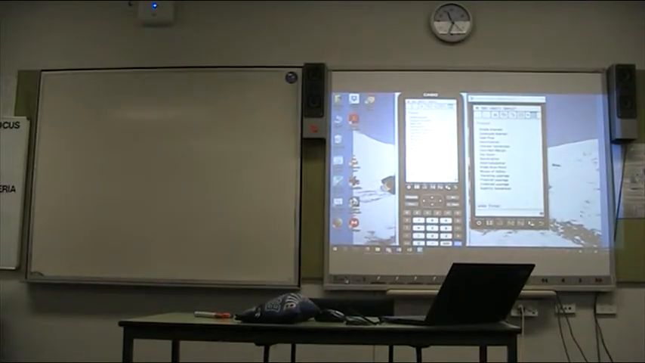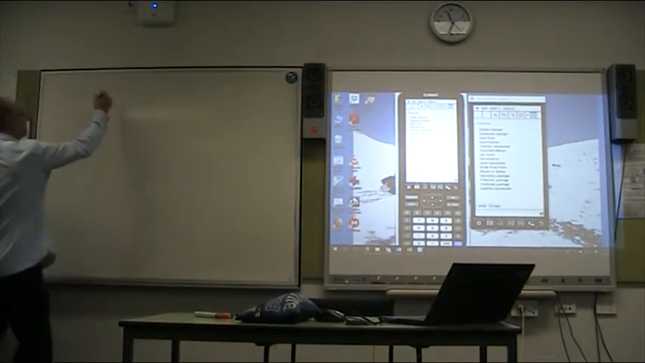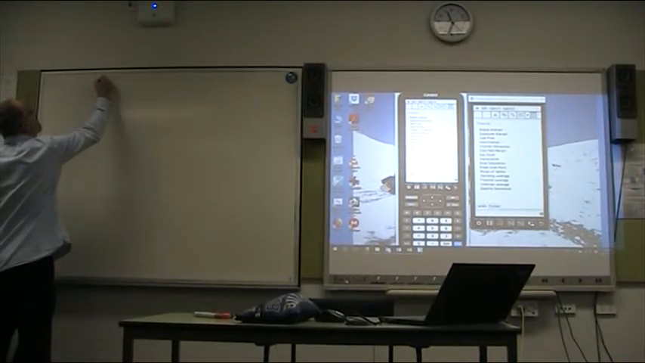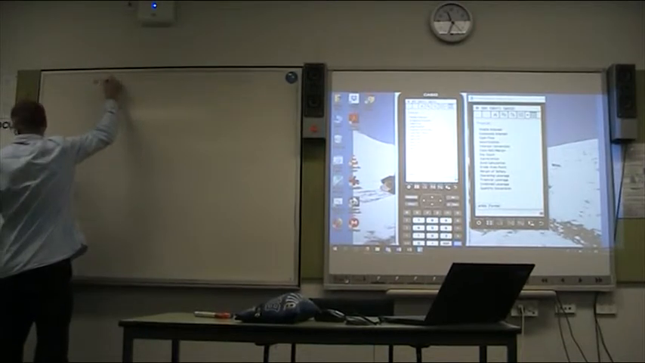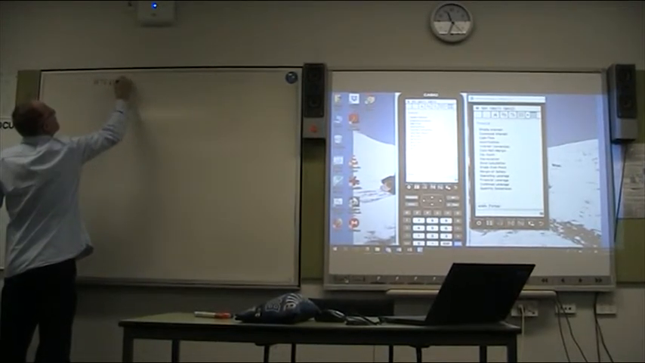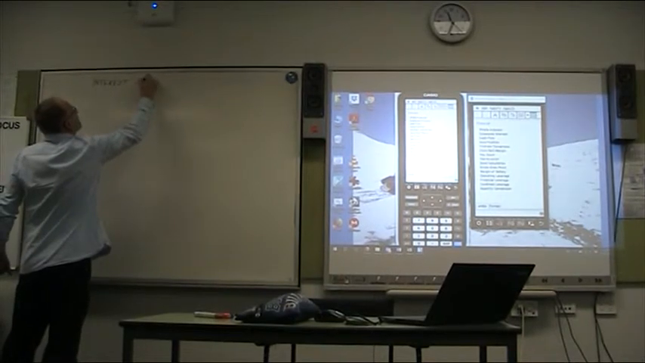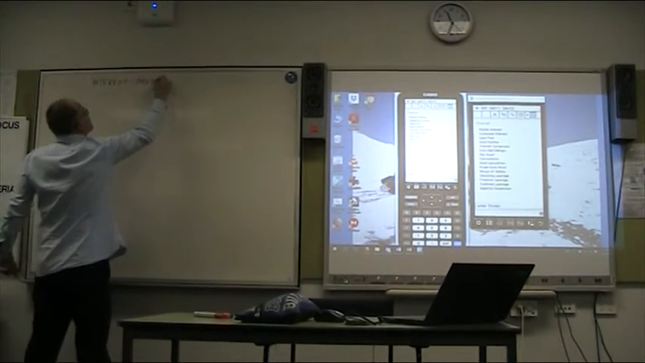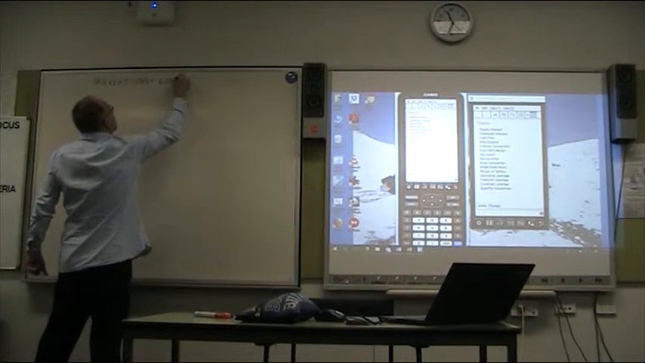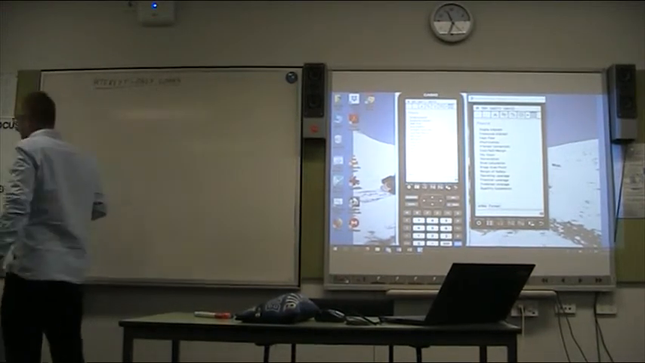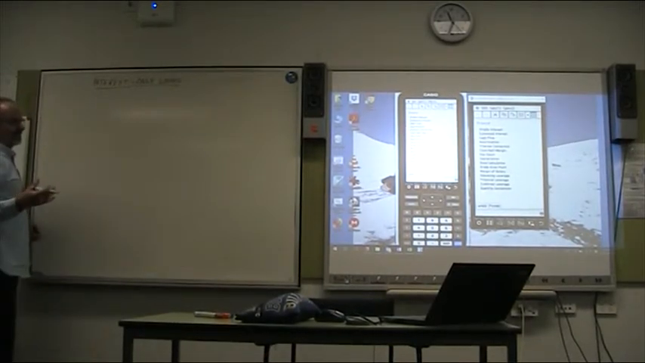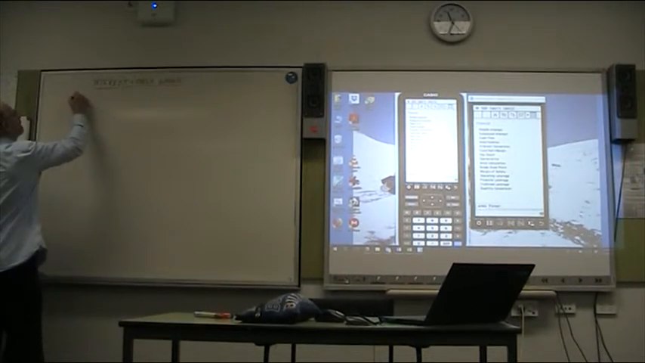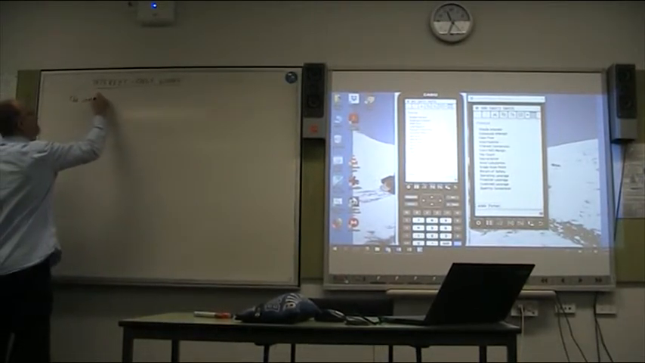Right. So first of all, there's things called interest-only loans. What letter is this? This is D. So interest-only loans, you just pay the interest off and the amount owing stays the same. So the amount owing stays the same.